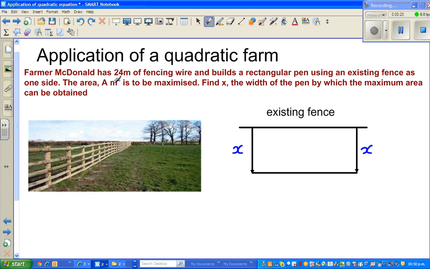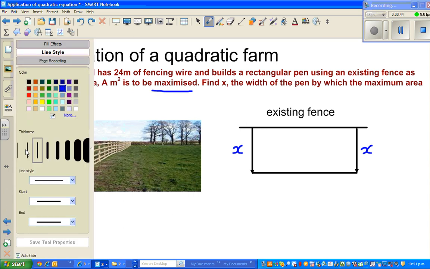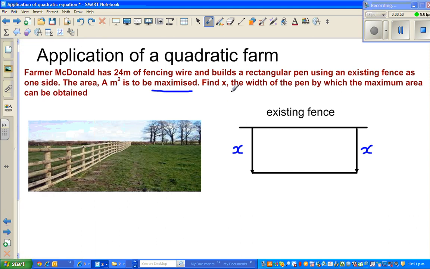Farmer McDonald has 24 meters of fencing wire and builds a rectangular pen using an existing fence as one side. The area A in meters squared is to be maximized. So this is a crucial word: you want to maximize the area. So what's the question? Find x, which is the width of the pen by which the maximum area can be obtained.